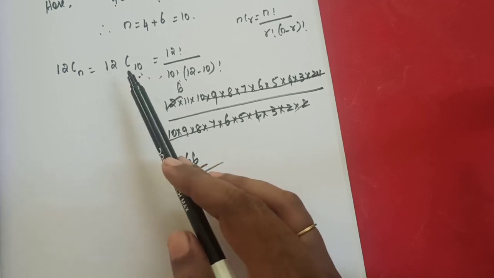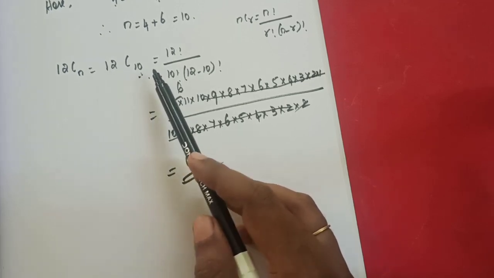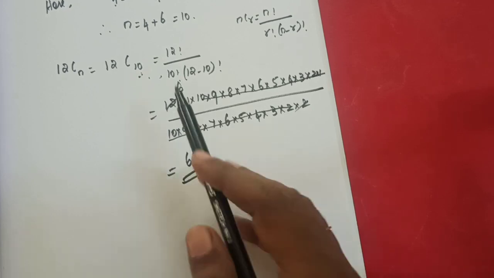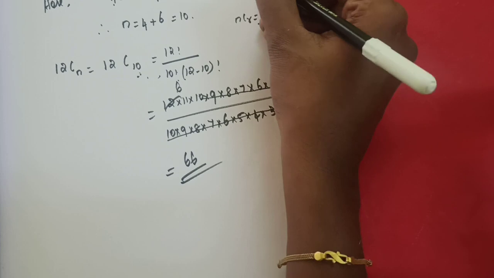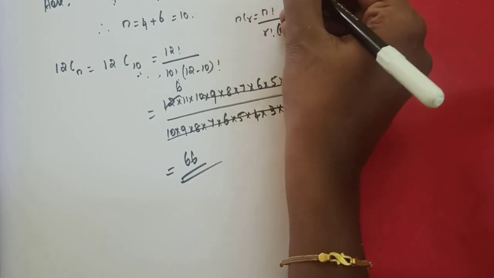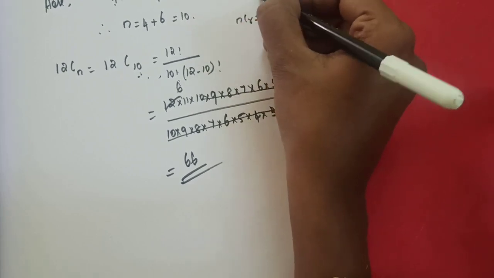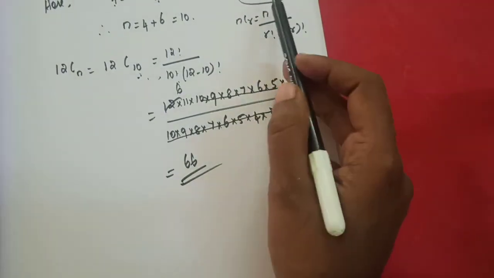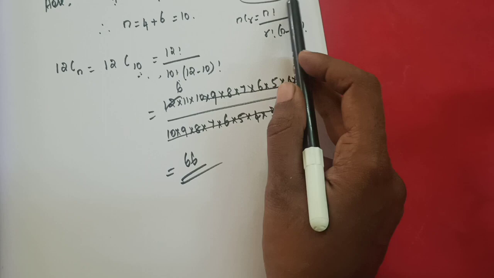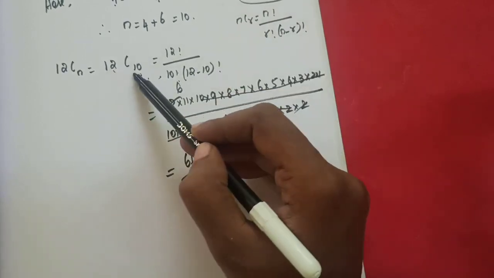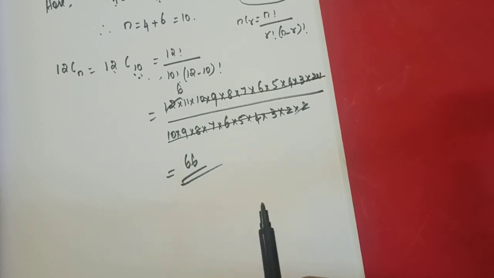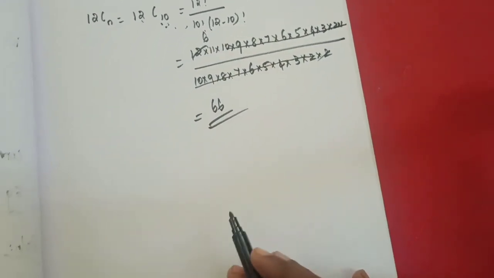That is, NCR is equal to NC(N minus R), which you have learned in property number 5. If you see property number 5, one thing is given: NCR is equal to NC(N minus R). You can use this also. This is very easy. That is NCR means NC(n minus R). So n minus R means 12 minus 10, the value will be 2. So the 12C2 value also, 66 you will get. So both are correct. Okay.